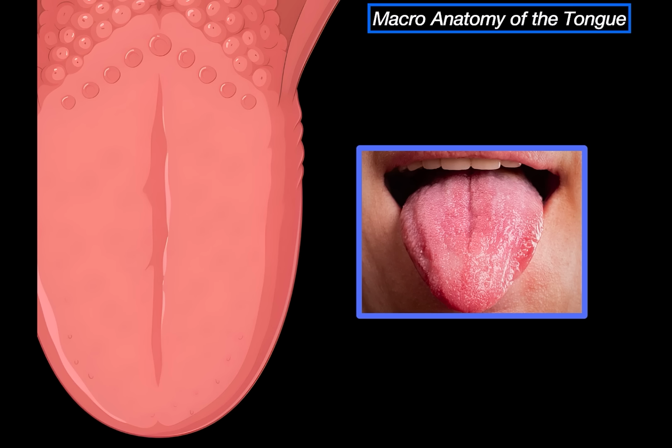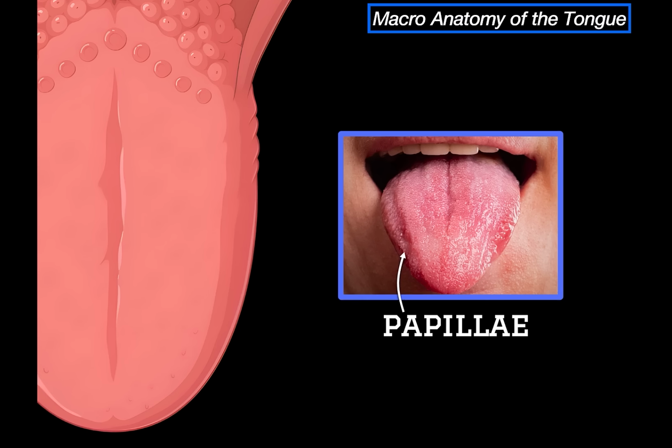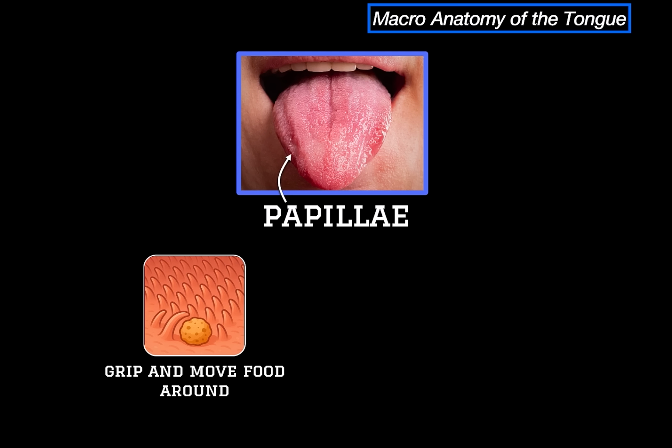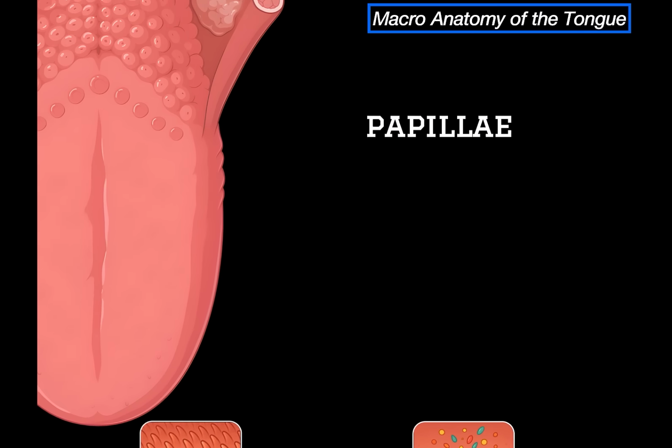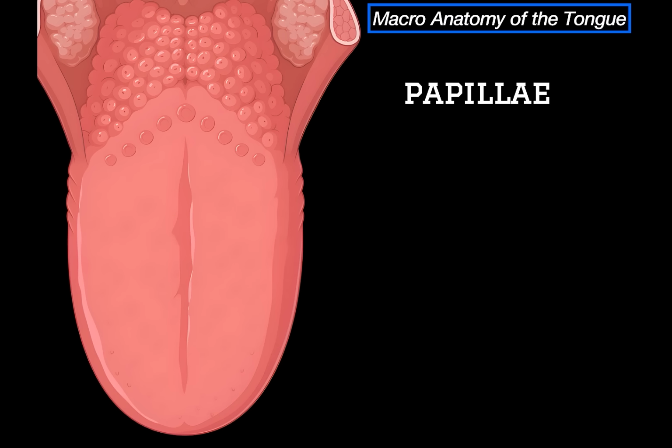Now, when you look at the surface of the tongue, it's not smooth at all. It's covered in small bumps called papillae, and these papillae give the tongue its rough texture. Some of them help you grip and move food around, while others contain the taste buds that detect chemicals from what you eat. To understand how taste works, it's important to get familiar with these different papillae, because each type sits in specific regions and has its own role.